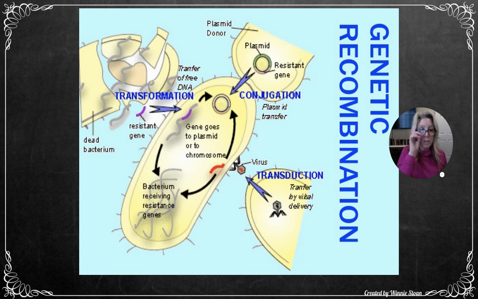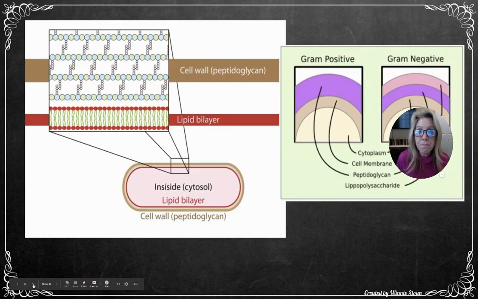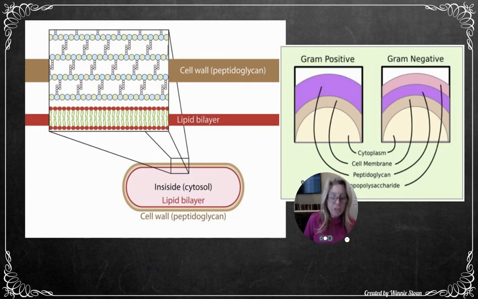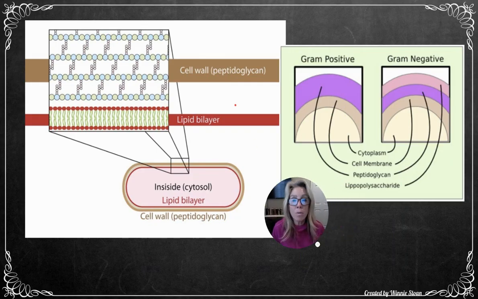And transformation, the last word you needed there was environment. Bacterial metabolism. I'm sorry, I jumped over characteristics of the cell wall.